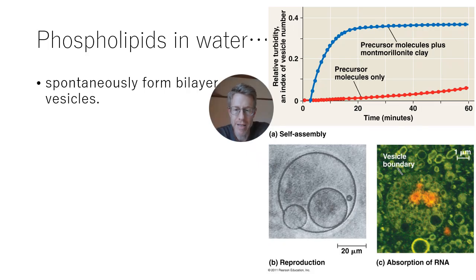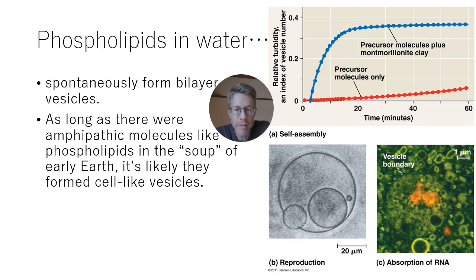I think in class I said a single layer. Checking that more carefully, they do form bilayer vesicles, which is what you would expect because phospholipids are amphipathic. And so the only way for the tails to be separate from the aqueous environment is if they form a bilayer.